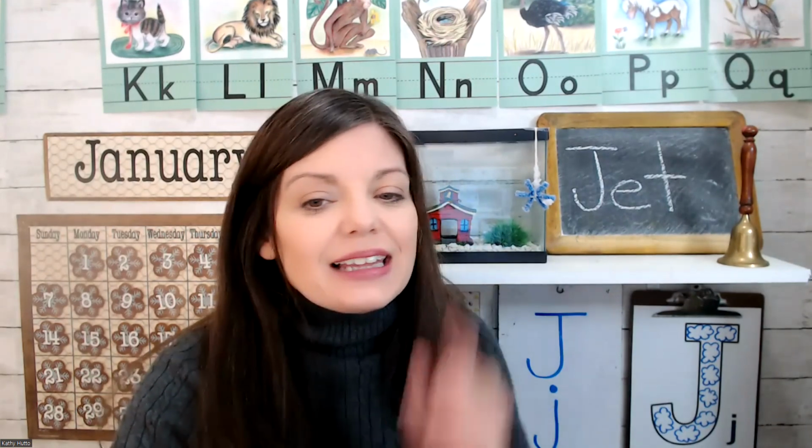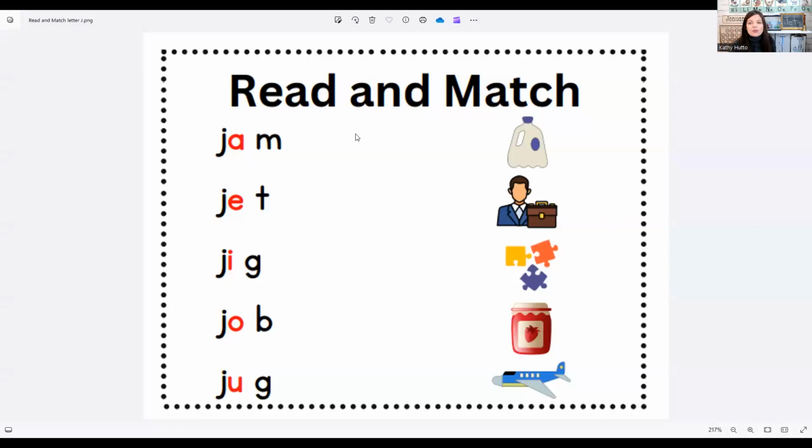Well, let's use that letter sound along with all of the vowels to do some blending and reading. Can you help me sing the vowel song? A, E, I, O, U. These are the vowels.